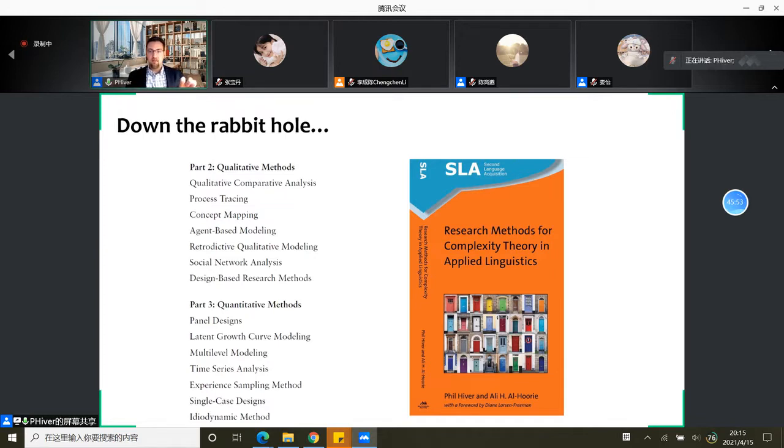So although in our book we kept this distinction between qualitative and quantitative methods, it's clear that complexity theory research draws on both qualitative and quantitative data, and it looks at both the individual and the group level, and it can serve an exploratory and a confirmatory function. So the great news is that complexity research has something for everyone.